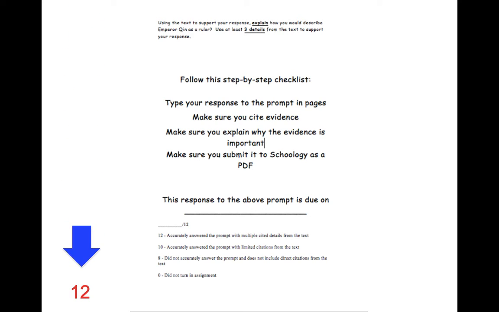So the response to the prompt is due on the 21st of October for FFC&H, and it's due October 22nd for AKU KO. And you'll see how you're going to be scored at the bottom of the page.